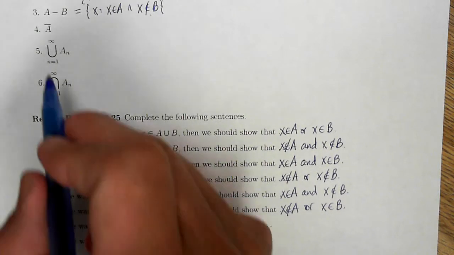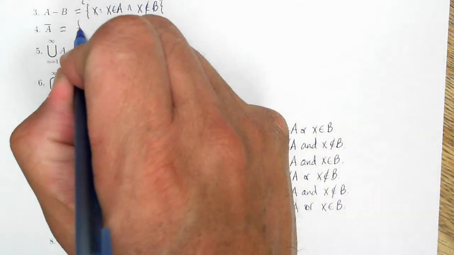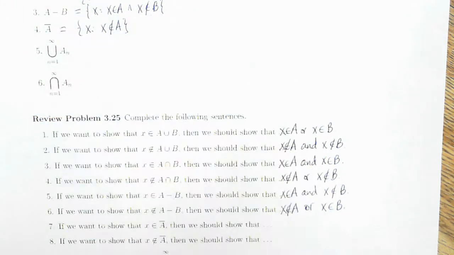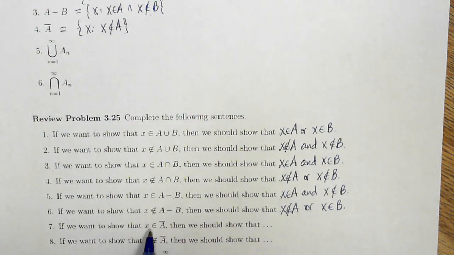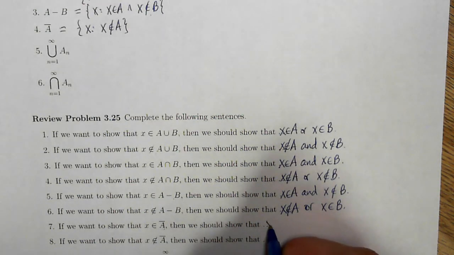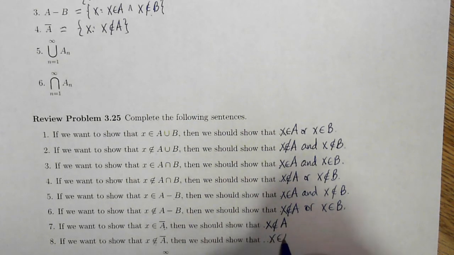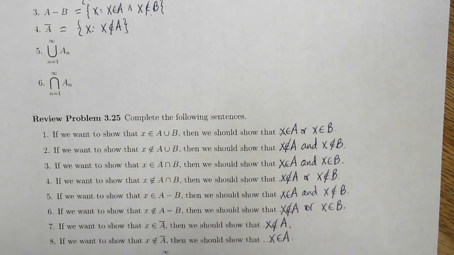Part 4. A complement. The definition of a complement is that's a set of all things such that X is not in A. So if I want to show something is part of a complement, I would need to show that X is not in A. If I want to show that it's not an element of a complement, then I would need to show that X is in A. So that would be the complement ones.